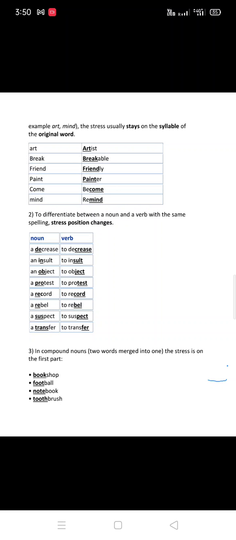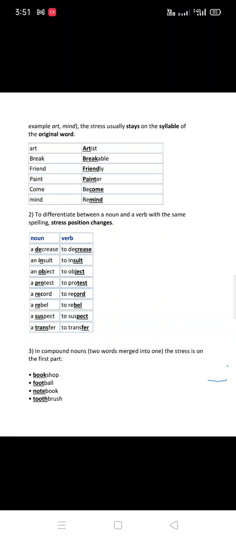Like artist, here art is original word. Breakable, break is original word. Friendly, friend is original word and ly is added here. Painter, become, remind, here be and re prefix is added here. So you have to give stress on original word or root word.